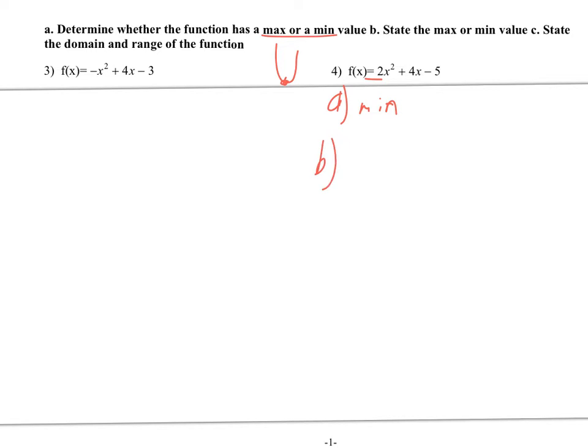And then for the part B, we find the vertex, so x equals -b over 2a. And that's going to be -4 over 2 times 2. So that's -4 over 4, and that's -1. I'm going to plug this back in to find y.